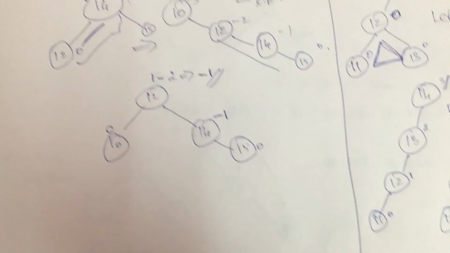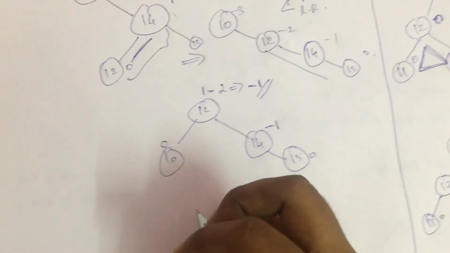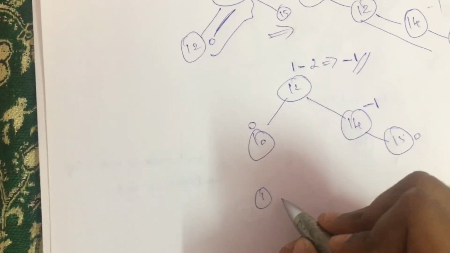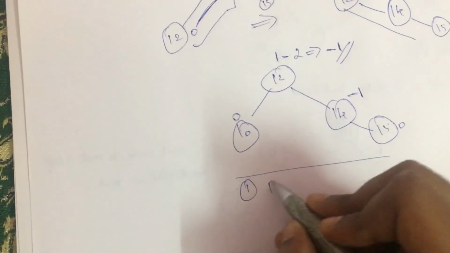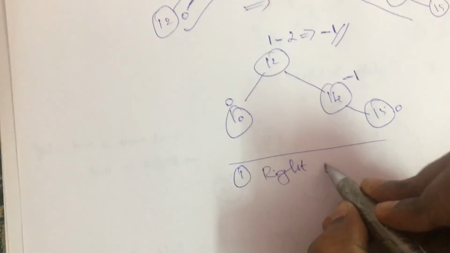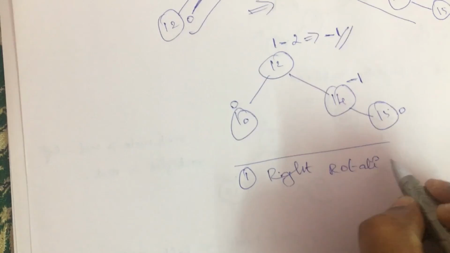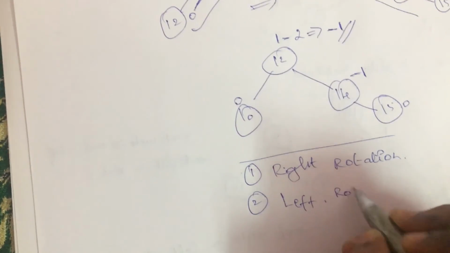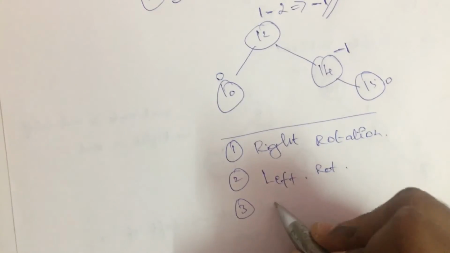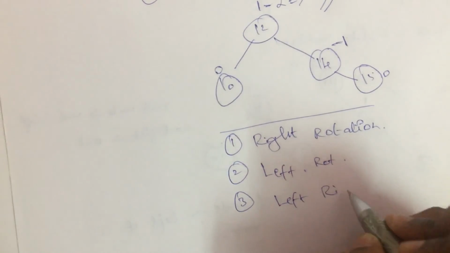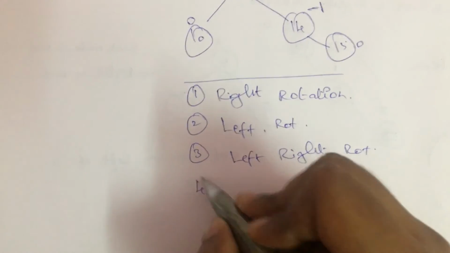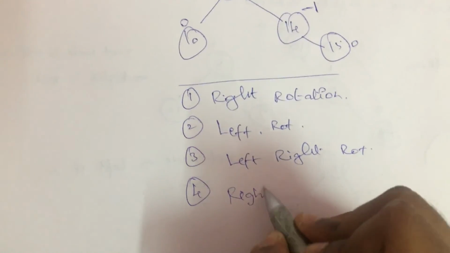So these are all the 4 types of rotations available in an AVL tree. And what are the 4 types of rotation? We'll just discuss it one more time. The first is right rotation, the second one is left rotation, the third one is left right rotation, and the last one is right left rotation.